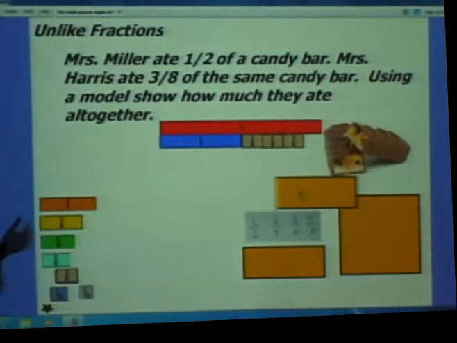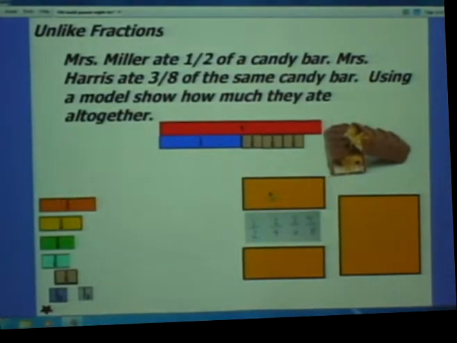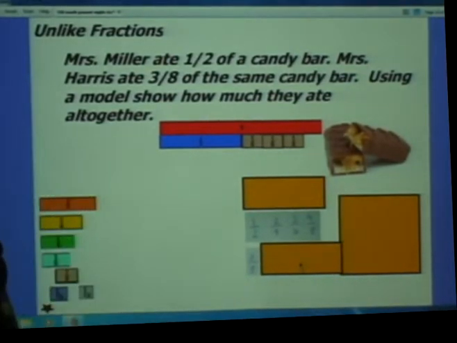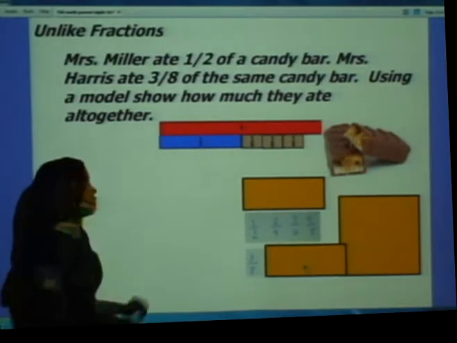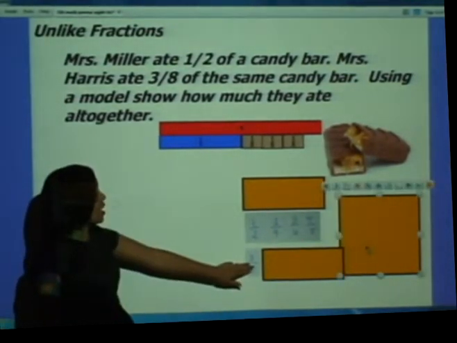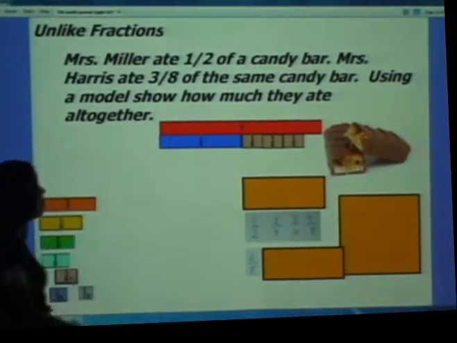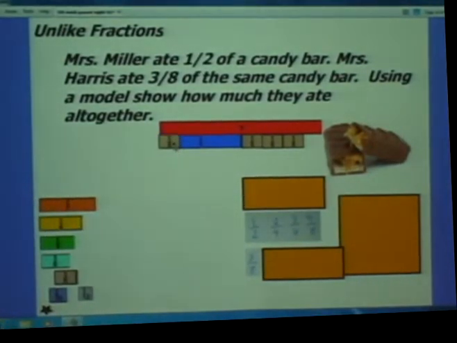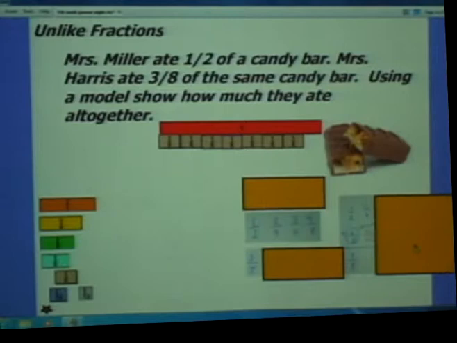And I like to tell my kids, stop after about 3 to see if you can find a match. You don't have to go on and on and on. And then I'm going to look at my 3/8. And I could actually stop right there because I notice 4/8 and 3/8 are the same thing. So my 3/8 can stay the same. And my 1/2, I'm going to turn it into 4/8. Because equivalent tells me it's the same thing, just different size pieces. So now they're on the same playing field. My 4/8 plus Miss Harris's 3/8 is 7/8.